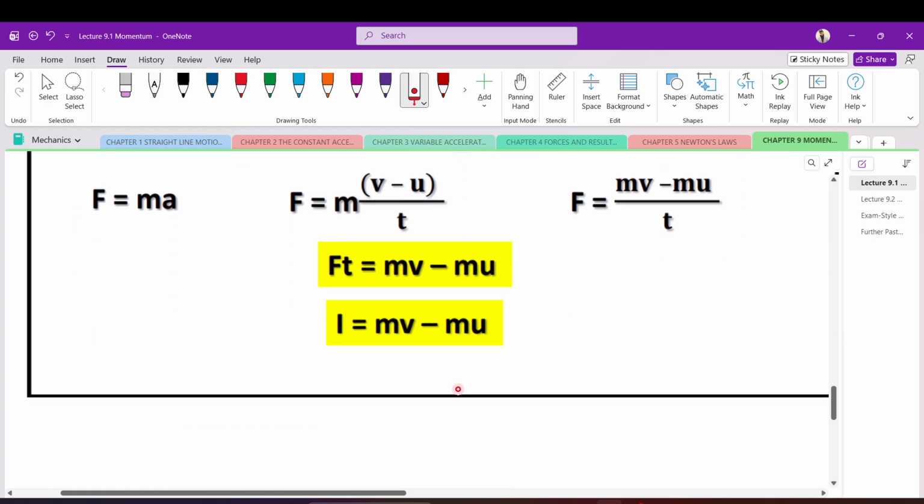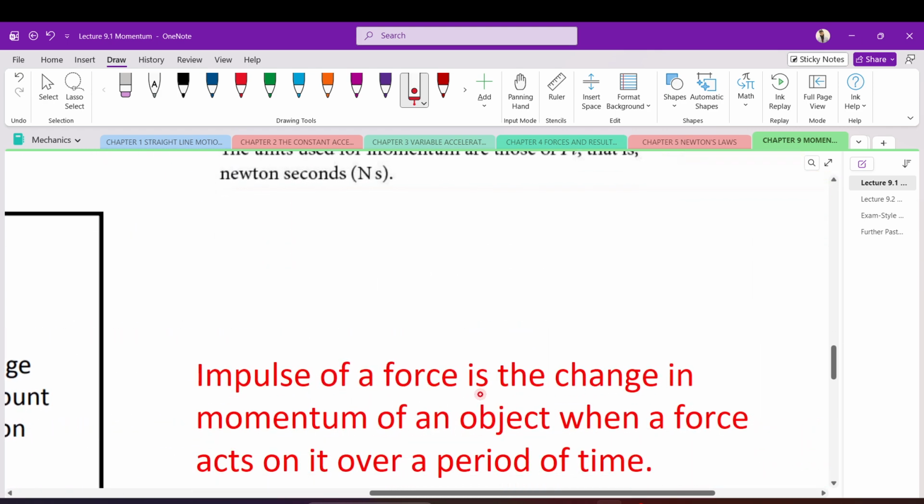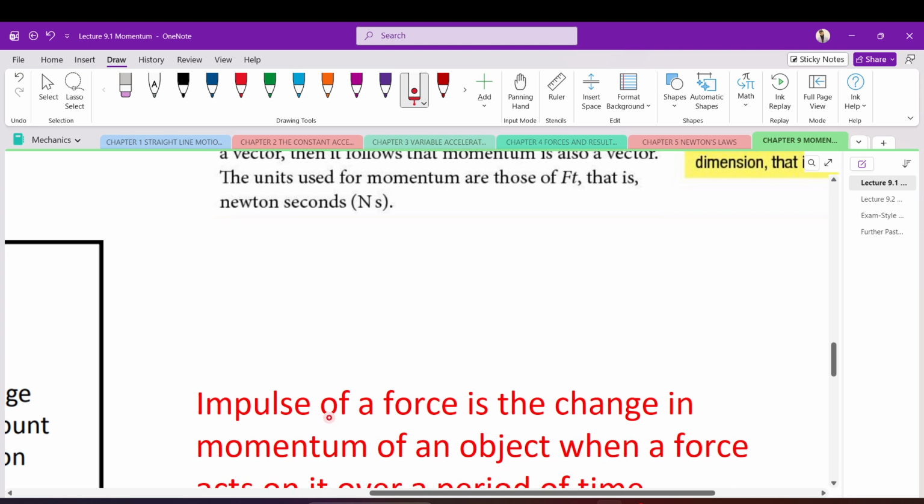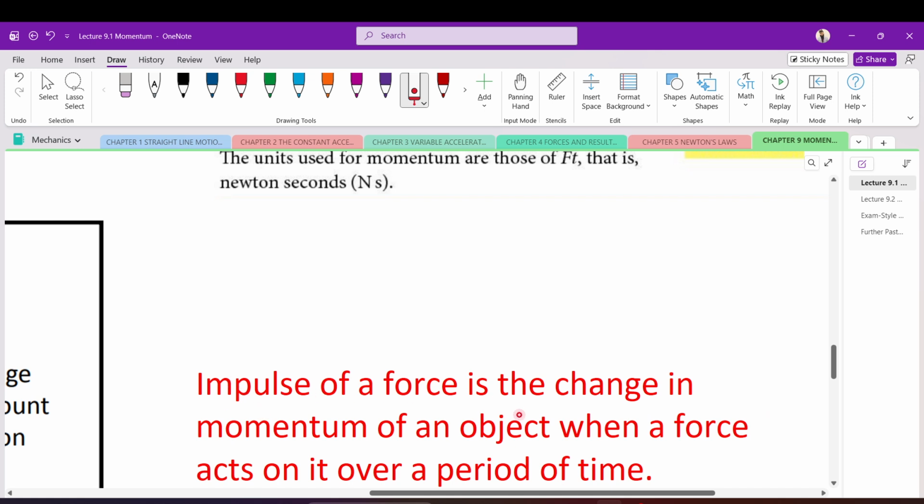Again, that same derivation is shown here. Impulse of a force. Although impulse and momentum basically have the same units, they're not exactly the same. Impulse of a force is the change in momentum of an object when a force acts on it over a period of time. Momentum is something that can be worked out for a moving object at a particular velocity. The impulse is the change in momentum when the velocity changes, when the object changes its velocity from u to v, from the initial velocity to the final velocity.